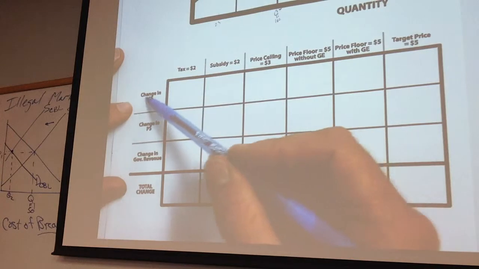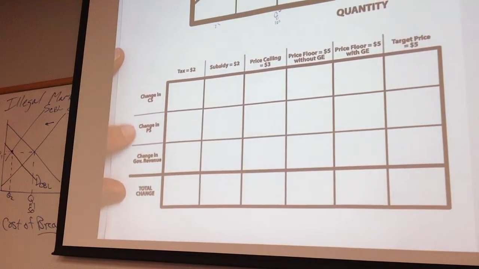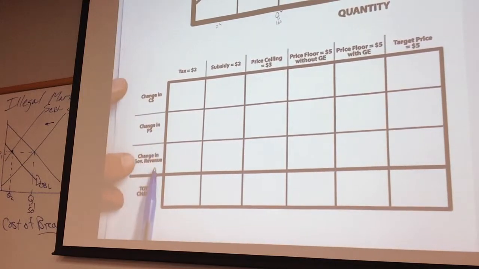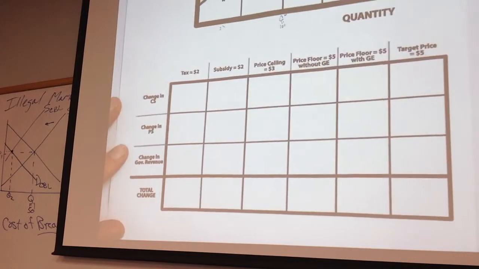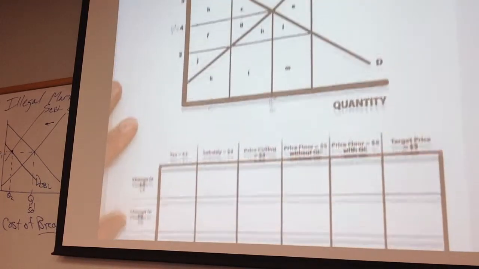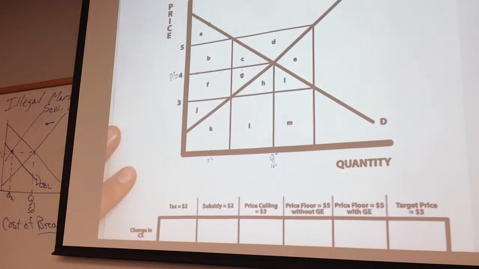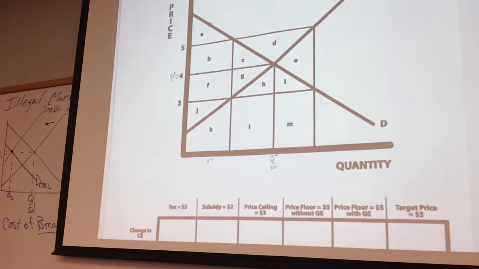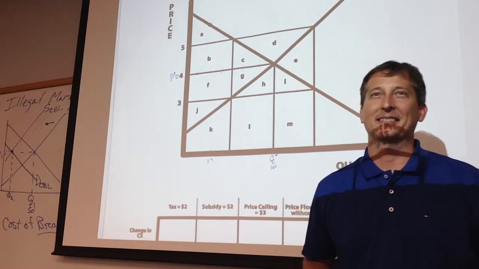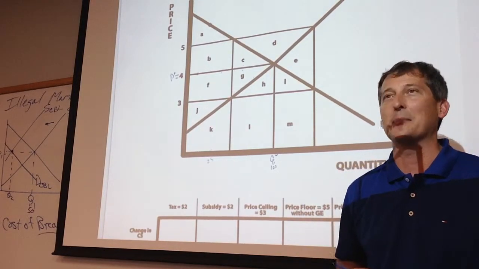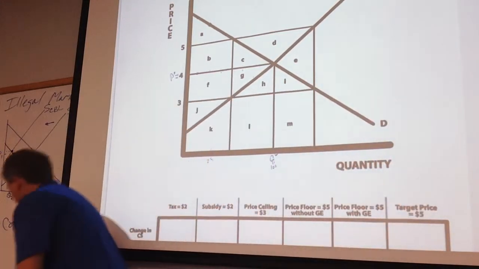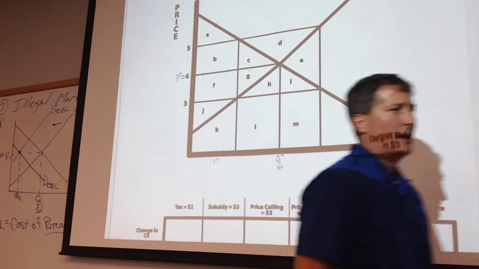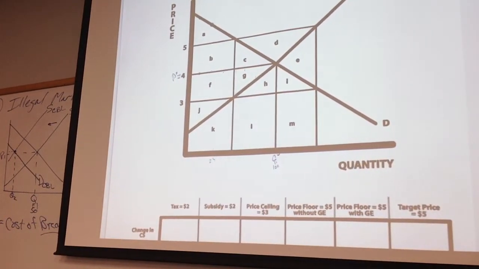I want to know what the change in consumer surplus is, the change in producer surplus, the change in government revenue, and therefore the total change in society. If we go back up to our graph, what is the change in consumer surplus? This is tough. We haven't covered this, just FYI, but somebody might be able to pick it out, especially for an extra credit point.